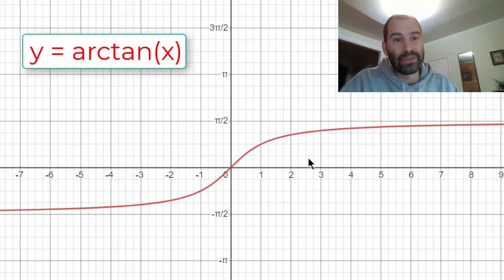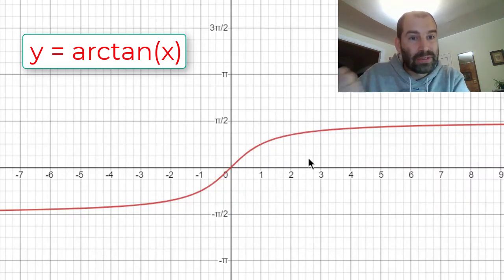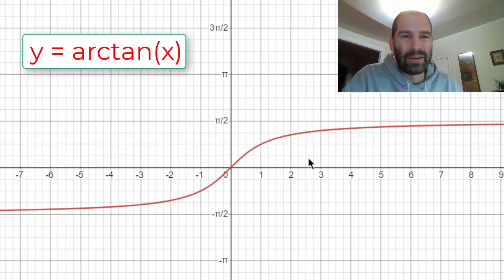So we've seen graphs of arc sine, arc cosine, and arc tangent. So now we know how to deal with these graphs.